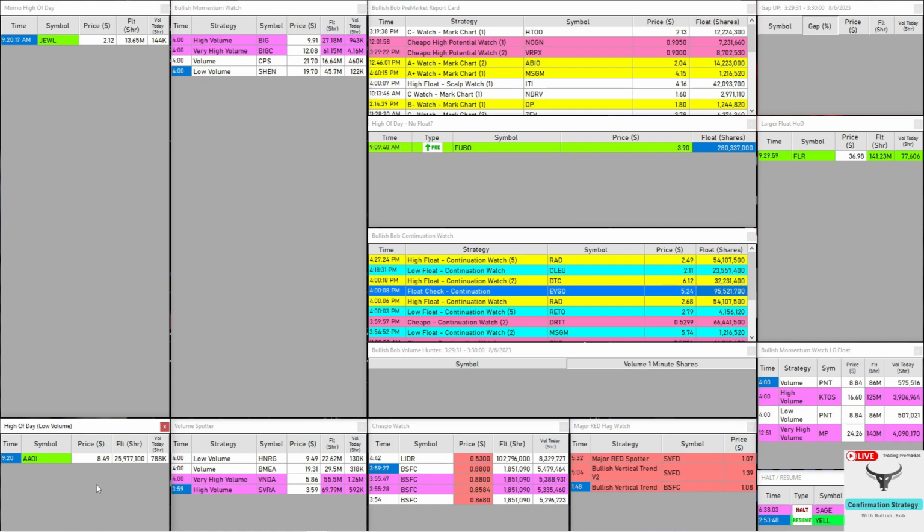So the high of day low volume scanner is very important, as it's going to identify these stocks before they really start to pick up in volume and value.